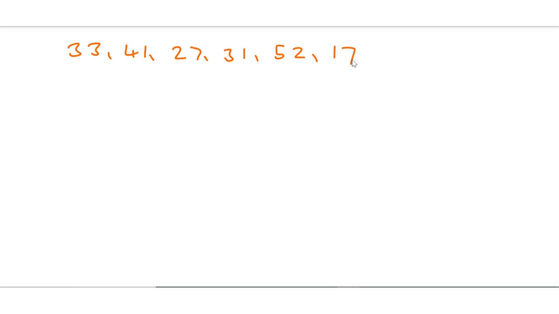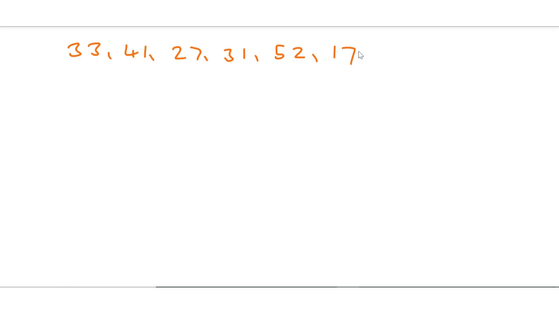Look at ordering numbers in terms of size. Okay, so let's get a list of whole numbers. That'll do. Now we want to put these in order of the biggest to the smallest.